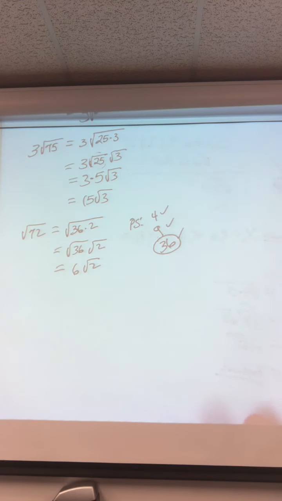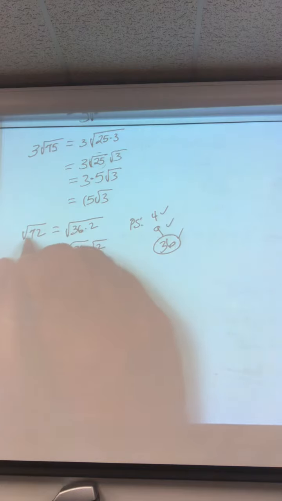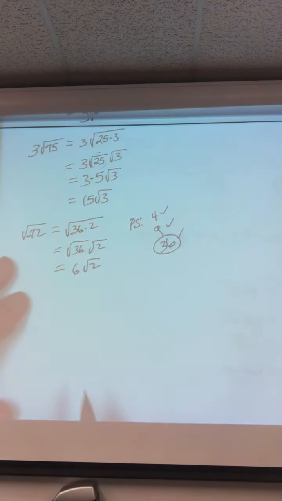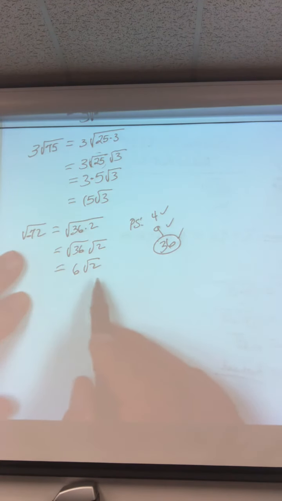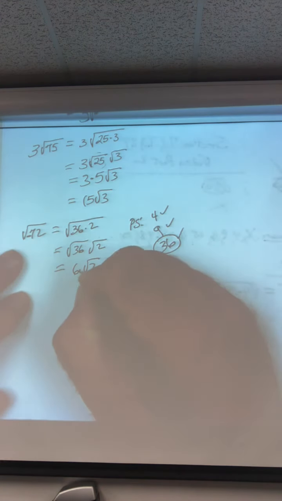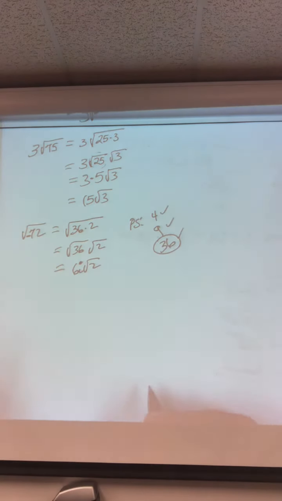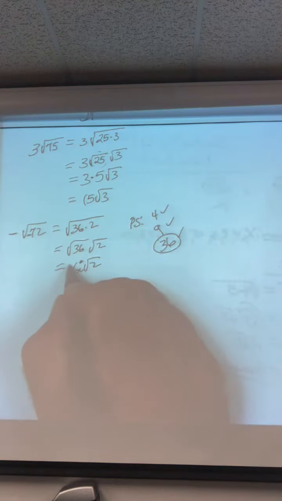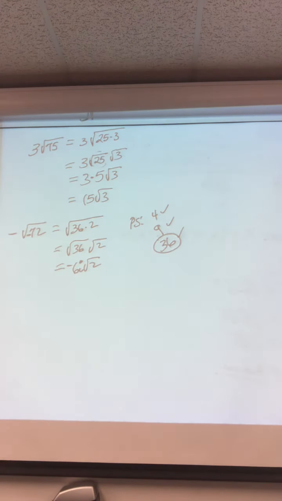Now, let me come back and insert something else again. If there's a negative under here, what's that going to mean you're going to have in your answer? You're going to have an i in your answer. If there's a negative under here, we usually put the i in front of the radical. What if there's a negative in front of it? You'd have a negative in front of your answer.